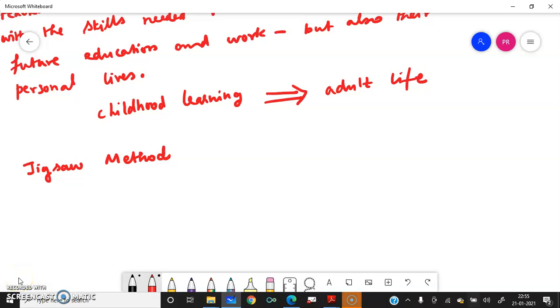Now we'll learn about the Zigzag method. Zigzag method is nothing but a type of cooperative learning. Zigzag method is a cooperative learning technique.